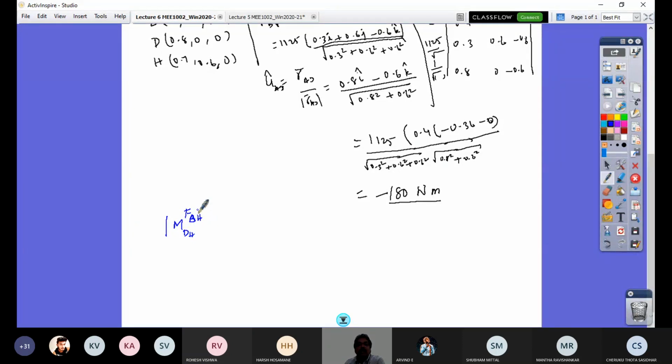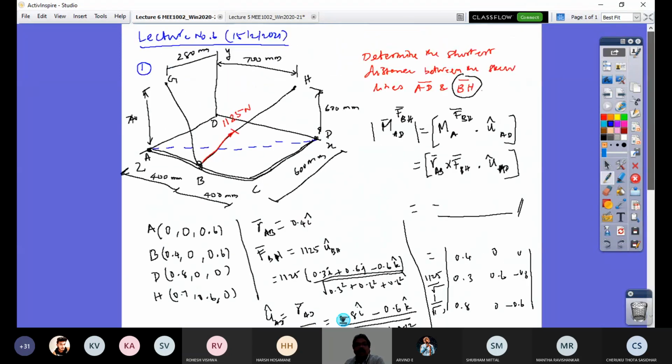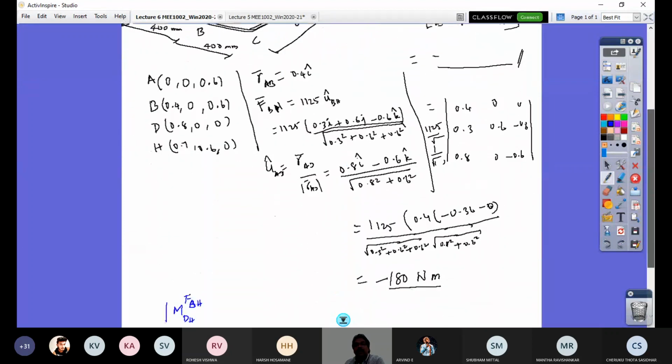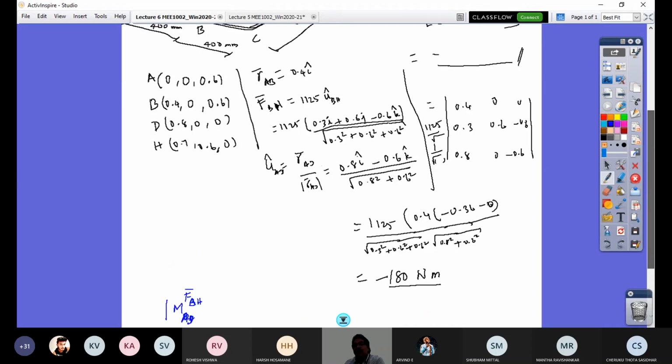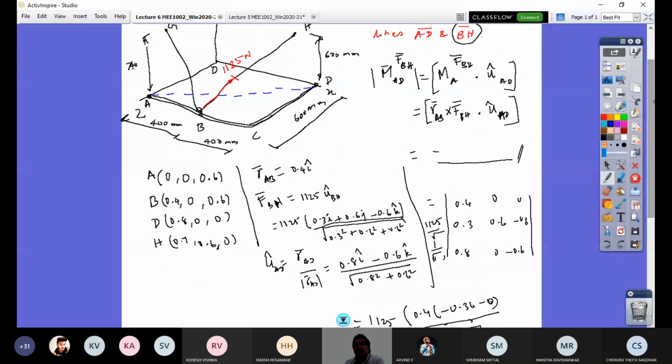Moment about the line. What was the line? Just a minute. That's AD. Moment about AD. This is not DH, it is AD. About AD, what is the moment by this force FBH? That's what we have found out now.